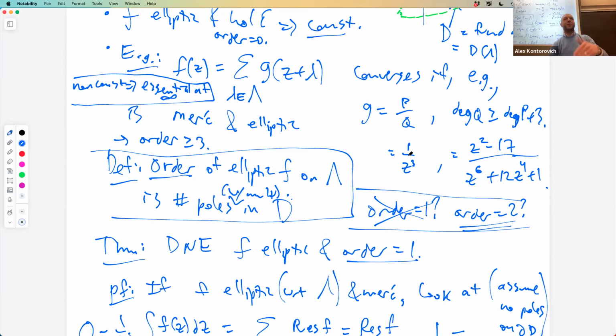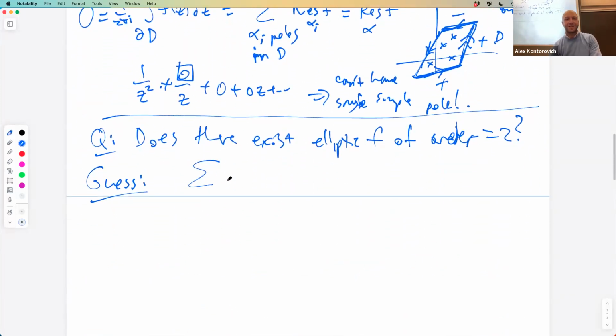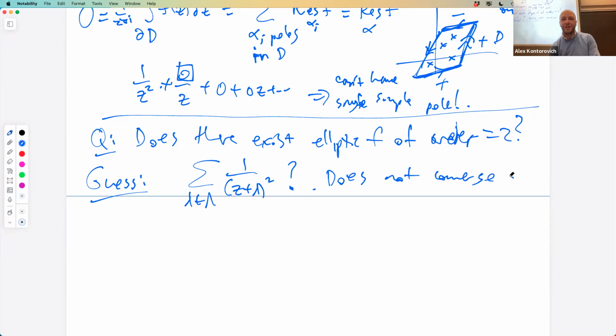The total order is the degree of a rational function, the degree of the numerator minus the degree of the denominator. So the degree of the denominator, we said, has to be at least 3 more than the degree of the numerator. But could you sum 1 over z squared? Our guess is you take 1 over z squared and shift it by lambda and sum over lambda in Lambda. This will not converge absolutely.